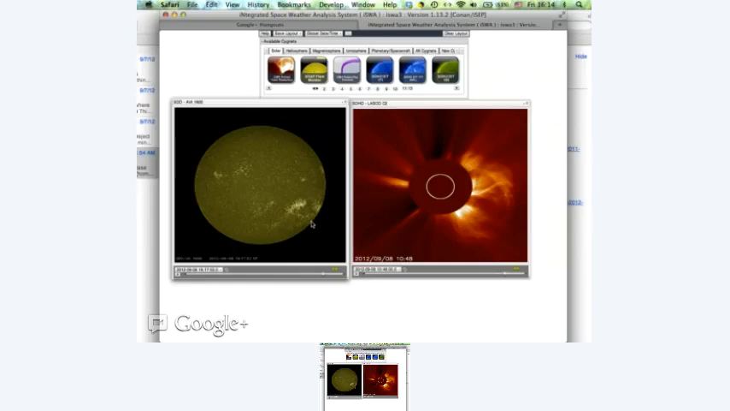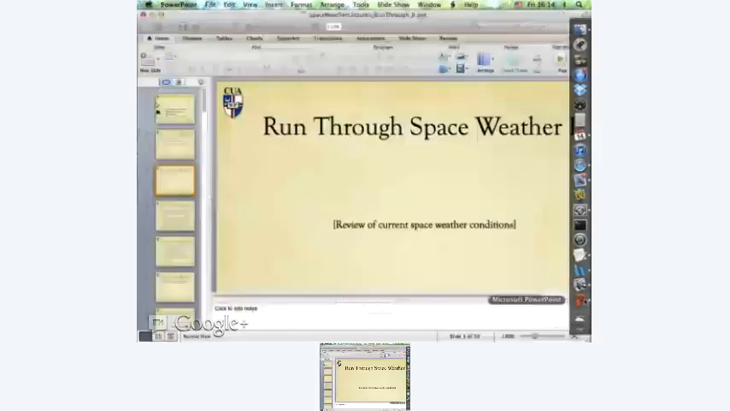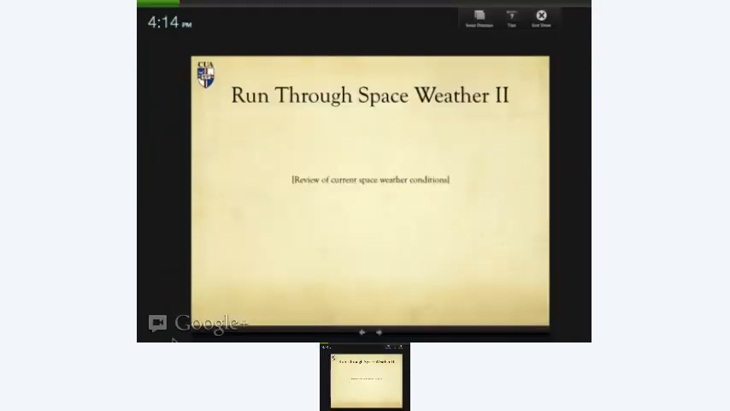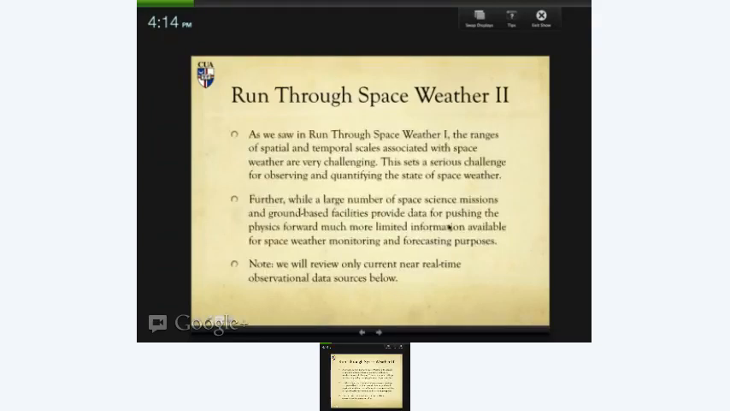Cool. Thank you very much. Great. Good job. So, fairly quiet again. That's fine. Okay. So let's go back here. So that was our space weather condition review for today.